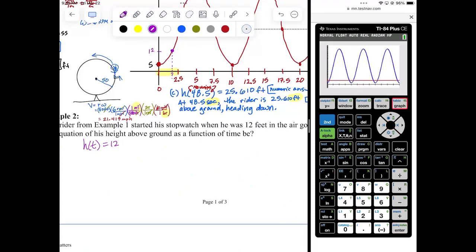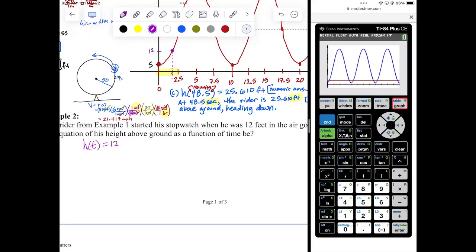Now remember, we have to look for the right point of intersection because it intersects many, many times. He started his stopwatch when he was 12 feet in the air going what? Up or down? Up. And we can assume, it doesn't say for the first time. He didn't wait till he was all the way around. So he started it right there. But he could have started it on the way back down, but he started it right there. So I need to figure out that first point of intersection.